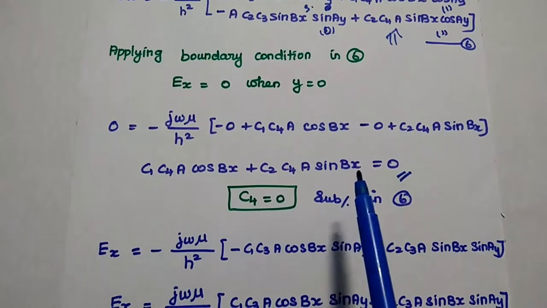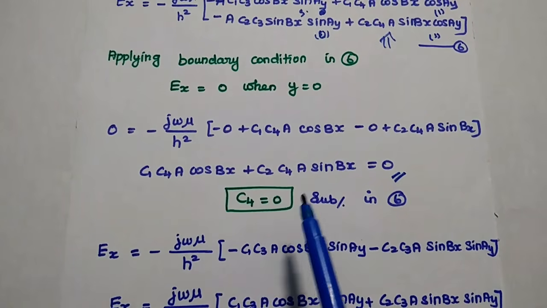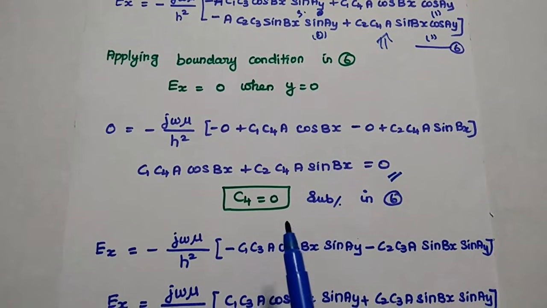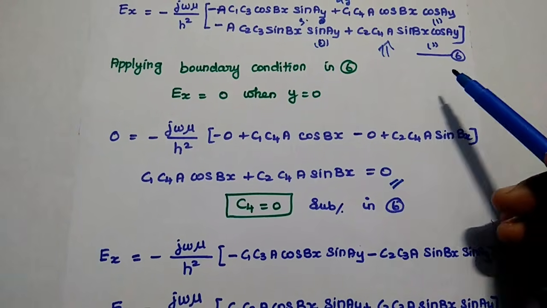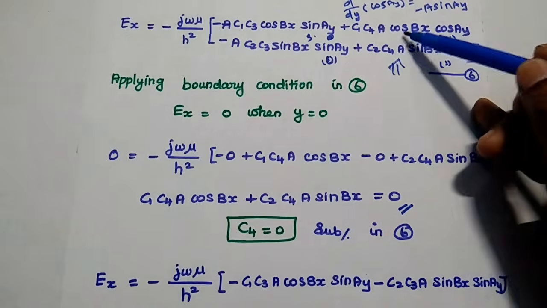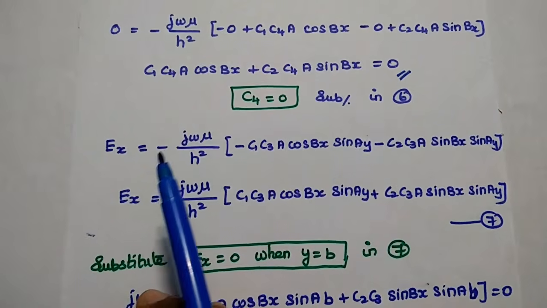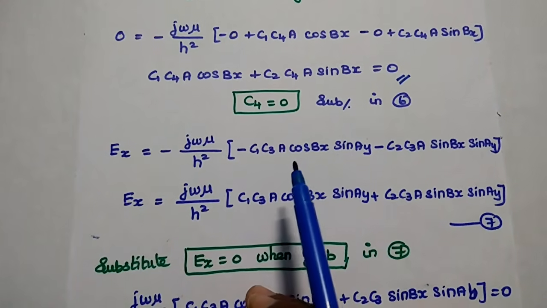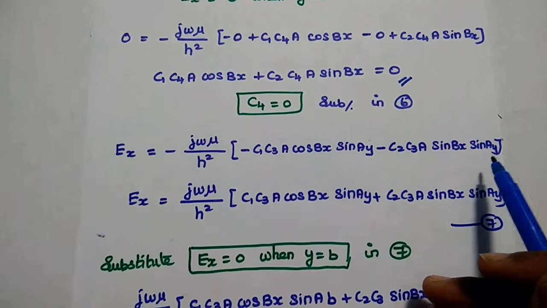Which constant has to be 0 here? Yes, that is c4. c4 is equal to 0, then only this expression is true. Correct? Then we have to substitute the c4 value in the sixth equation to get the Ex component. So here c4 is equal to 0 means this term becomes 0 and this term becomes 0. We can get the value as Ex is equal to minus j omega mu by h squared times minus c1 c3 a cos bx sin ay minus c2 c3 a sin bx sin ay.